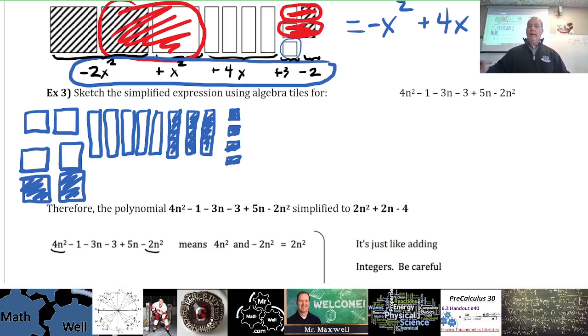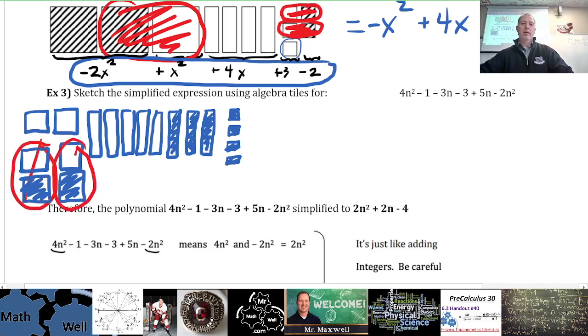Okay, so again, let's take out our 0 pairs. So here's a 0 pair. That's gone. Here's a 0 pair. That's gone. I'm going to take 3 negative x's and 3 positive x's, and I'm going to cancel all those out. So that's gone. And then I don't have any positive numbers there. I just have negative numbers there. Okay, so this looks like what I have left.